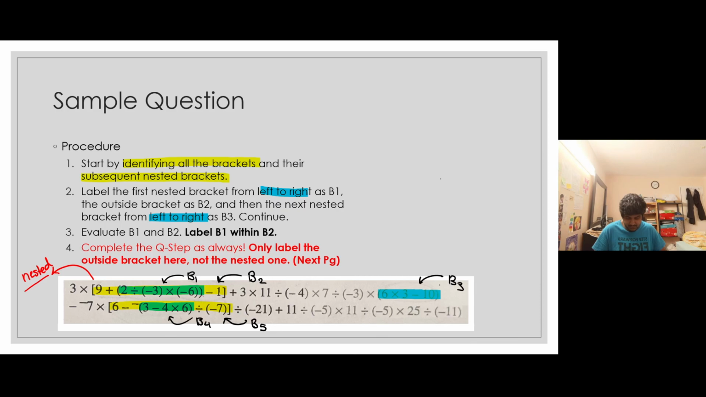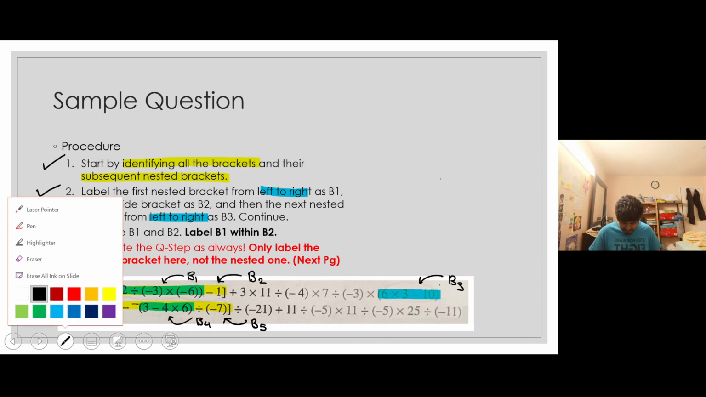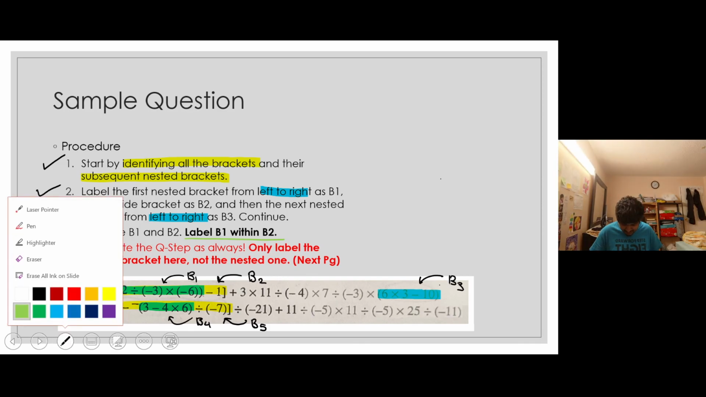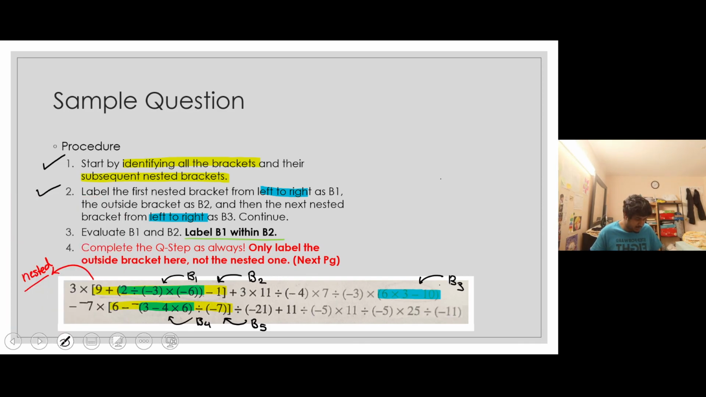Okay, so we've done this part. Second step, we've also done this part. We've done the identifying and the labeling. Now we want to evaluate B1 and B2. And this part is the new part for today. The new part for today is to always label B1 within B2. So let me show you how that works in a second. Let me get my black pen, and let's go ahead and evaluate all of these.